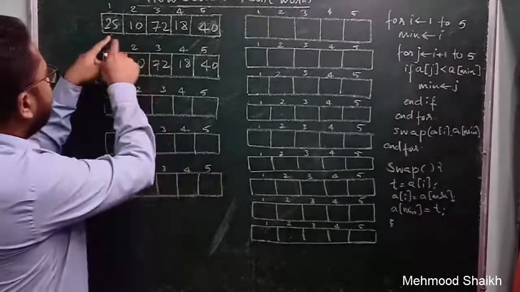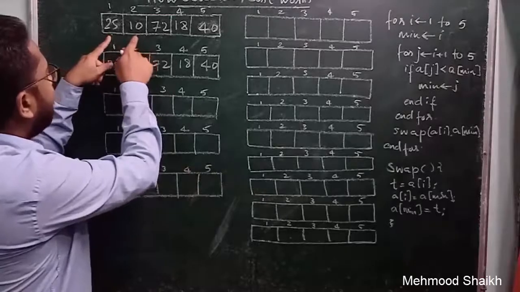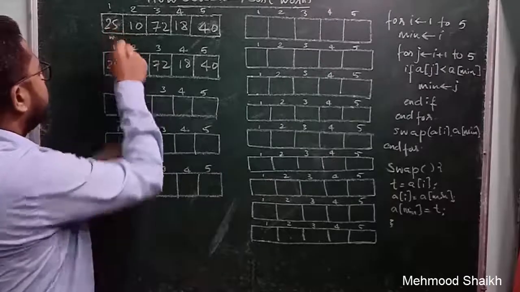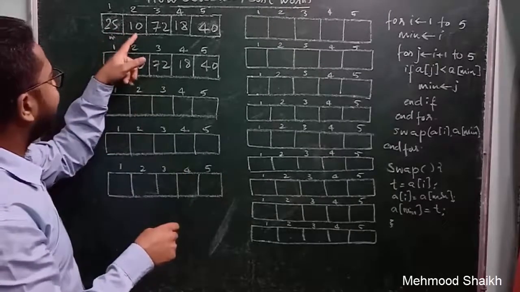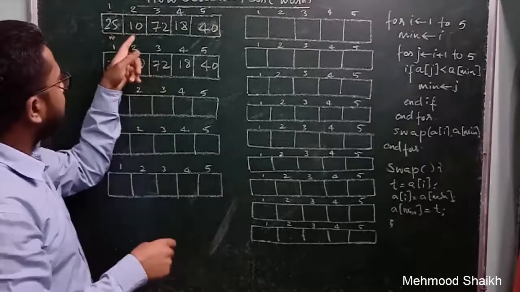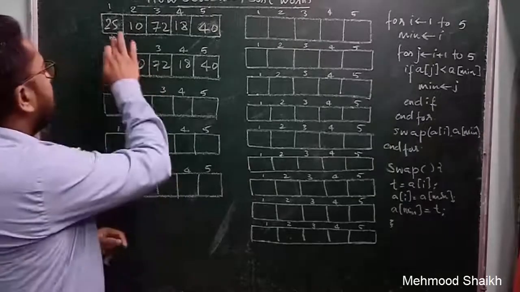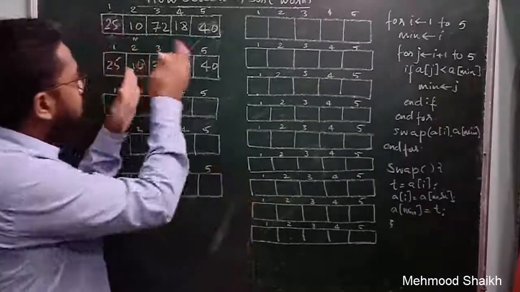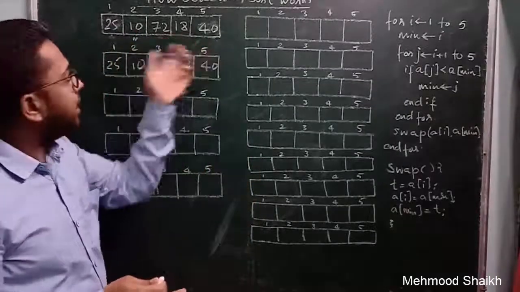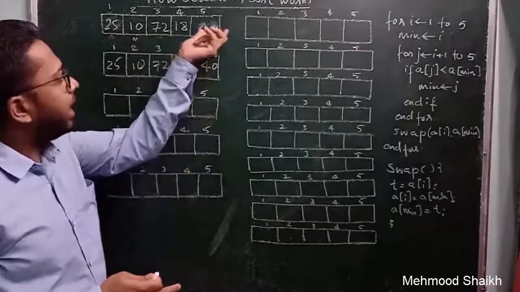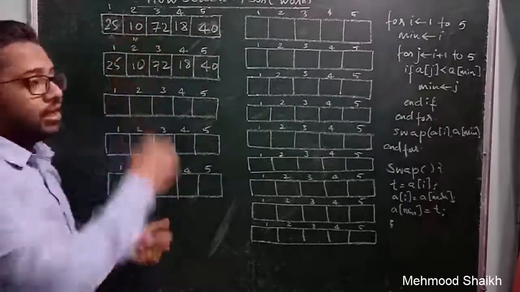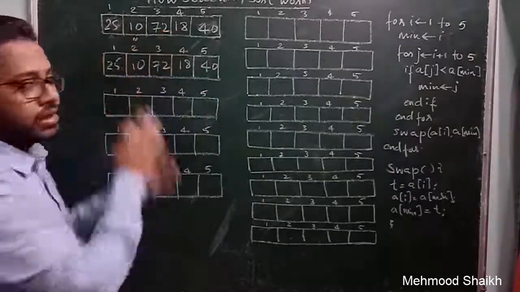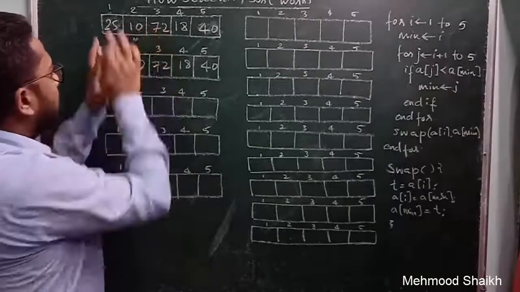Suppose I have started from the first index, considering this element as the smallest element. Then we move on to the second element and compare whether 10 is smaller than 25. Since 10 is less than 25, I will mark the second element as the minimum element. Then I will further check whether any element in this array is lesser than the second element, so I compare the third element with the second element. 72 is not less than 10.